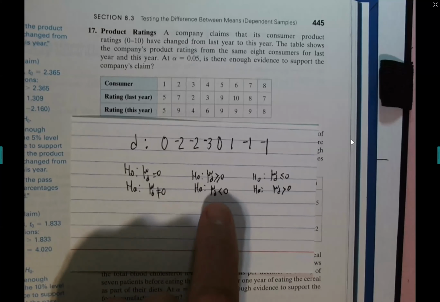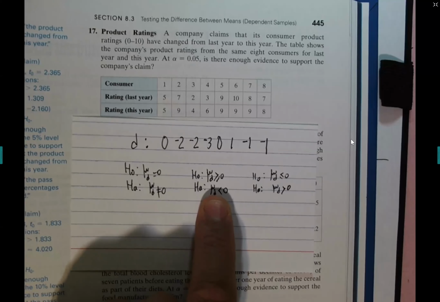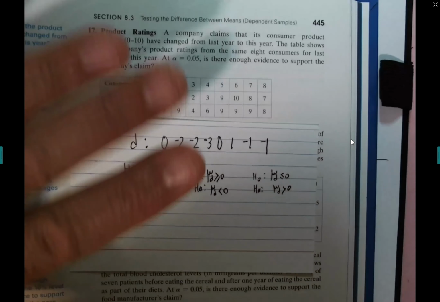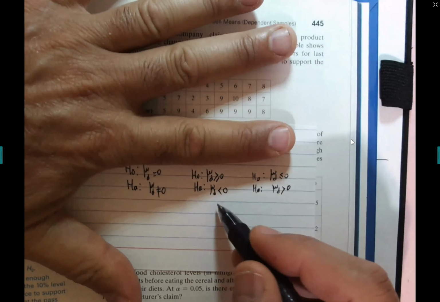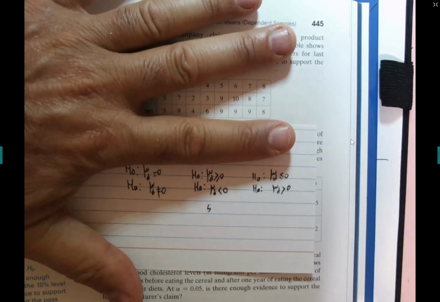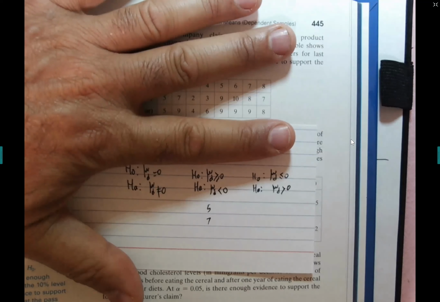Now, let me tell you when you would choose differently. Let me just change the wording, guys. Let's say I give you the same question on the test and I change this: a company claims that its consumer product ratings have increased. Then what would be your null and alternative? If they say the rating has increased, this is what I would do if I were you. I'll just put one rating to begin with and increase it later. Make it 7. And subtract 5 minus 7, guys. What is 5 minus 7? It is negative. Then it would be this one.